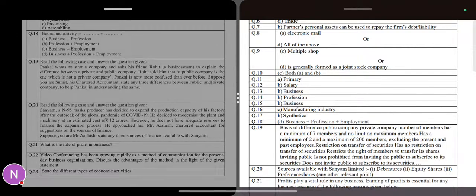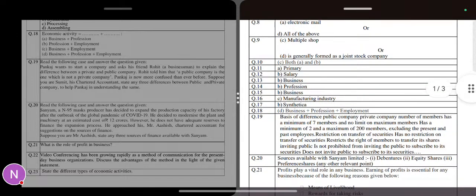Next, 20th question. Here also same, read the following case and answer the given questions. Sanyam, a N95 mask producer, has decided to expand the production capacity of his factory after the outbreak of the global pandemic of COVID-19. He decided to modernize the plant and machineries at an estimated cost of rupees 12 lakh crore. However, he does not have adequate reserves to finance the expansion process, so he approaches Mr. Ashish, chartered accountant, for suggestion on the source of finance. Suppose you are Mr. Ashish, state any three sources of finance available with Sanyam.